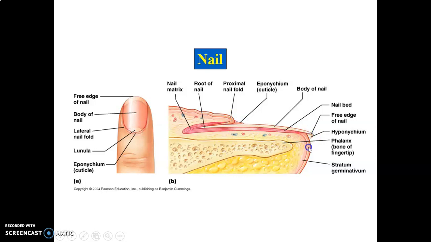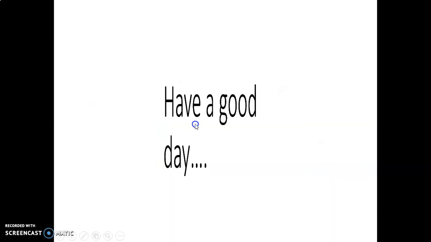This is the free edge of the nail. Okay, so this is your lunula and this is your eponychium here. This is the free edge of the nail and the body of the nail. So the root of the nail is within the nail matrix.